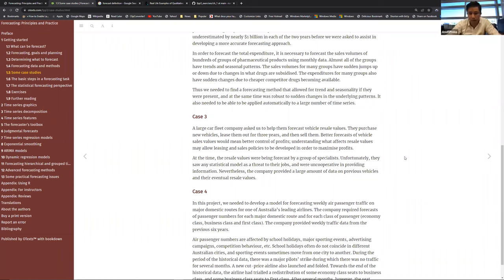Used car demand. What was that? The demand of used cars. Yeah. What is the market for that type of vehicle? Okay. Yeah. Very good.